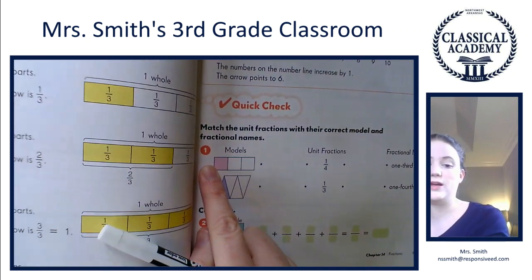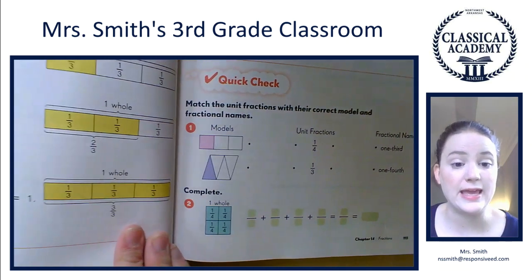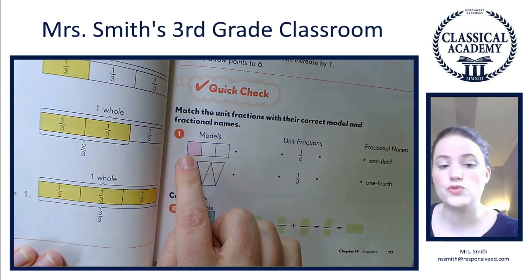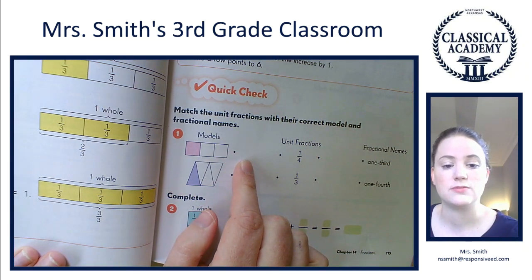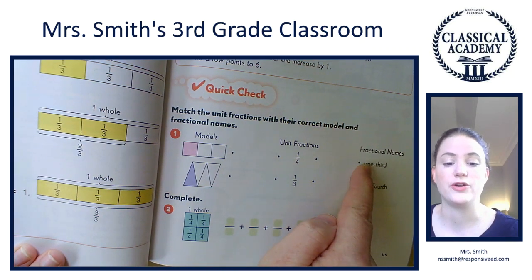Let's look at number 1 down here. Quick check. Match the fractions with their correct model and name. Well, this shows 1 out of 3 parts, right? So it should be 1/3. We'd match down to here and 1/3 up there.